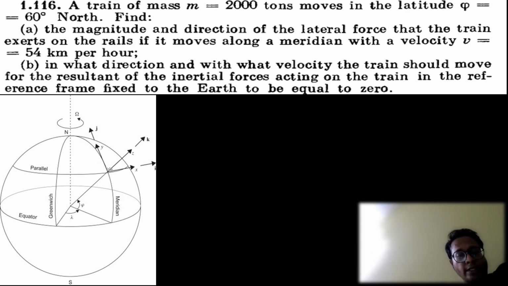Now see, the train was out here. The second part of the question is asking what should be the velocity of the train, or in which direction and with what velocity should the train move, such that the total pseudo force acting on this train is equal to 0. This is the second part of the question. Now what are the two pseudo forces in the rotating frame? There are only two pseudo forces in the rotating frame. The first one is centrifugal force and the second one is Coriolis force.